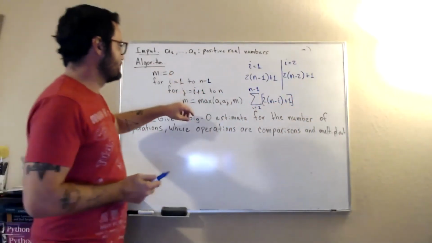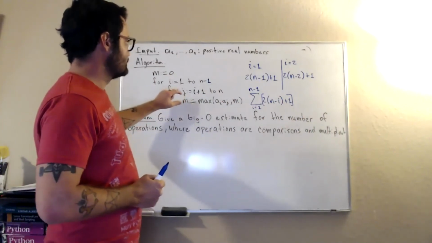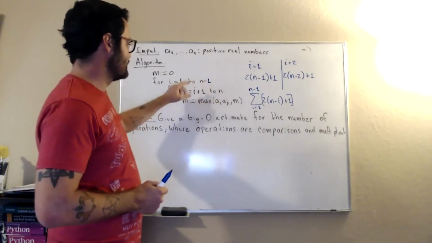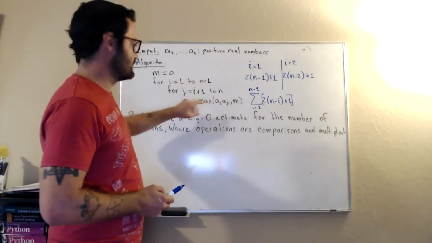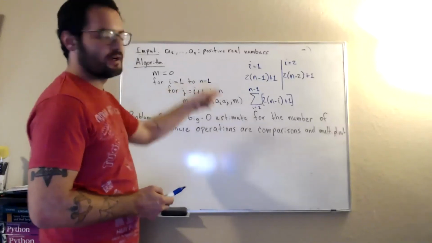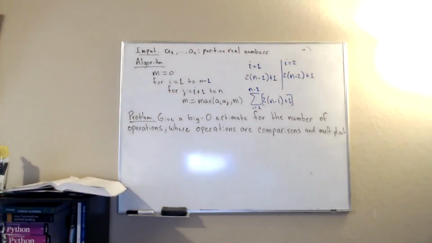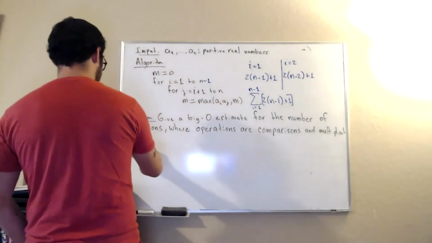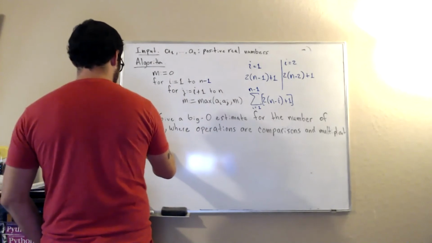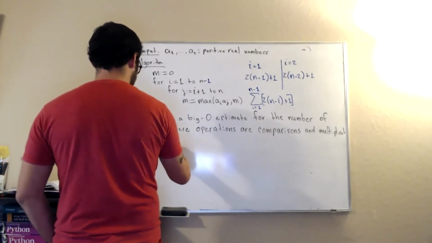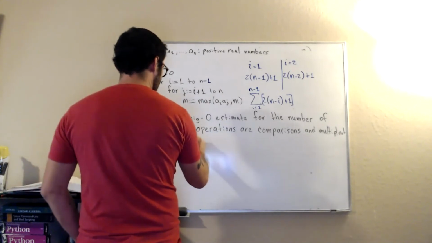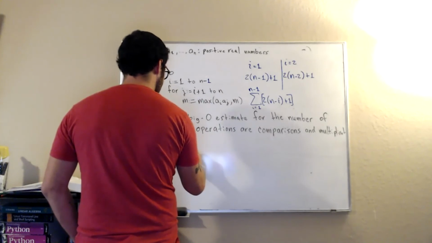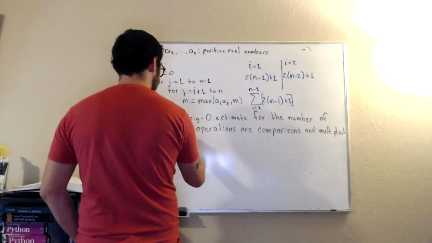So for each of these I, we have 2 n minus I comparisons here, and then comparisons and multiplications, and then we have plus 1 to make sure that I isn't bigger than n minus 1. So let's look at this. There are exactly this many operations.